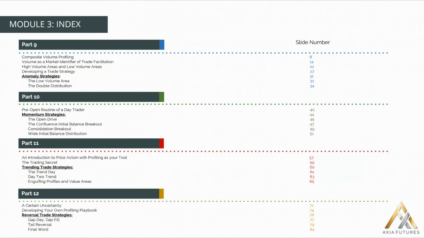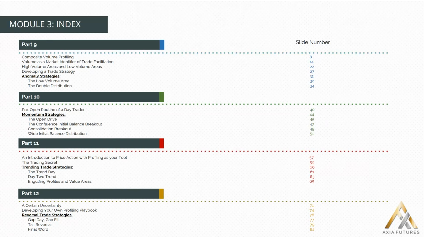In Part 9 you can expect to discuss composite market profiling as a theoretical principle with some examples. We'll then talk about volume as a control identifier. We will then go over high volume areas and low volume areas. And then I will show you how to develop your very own unique trading strategies. After that, I'm going to show you some of the strategies that I've developed over the last few years.